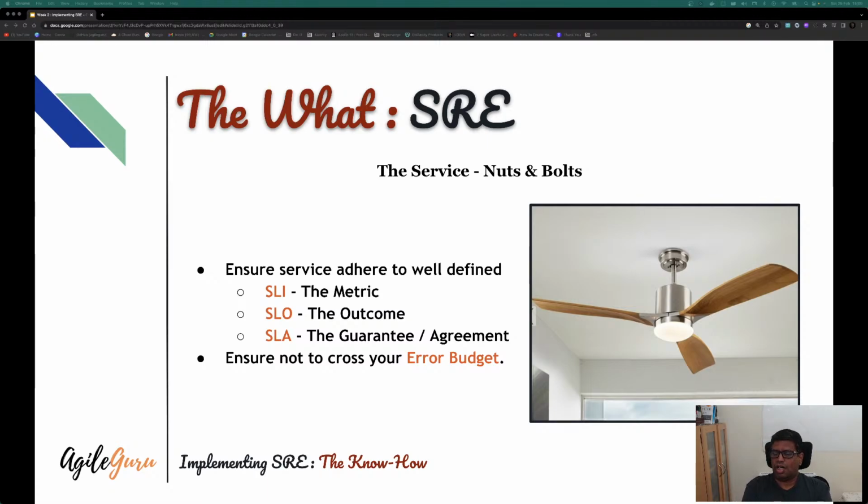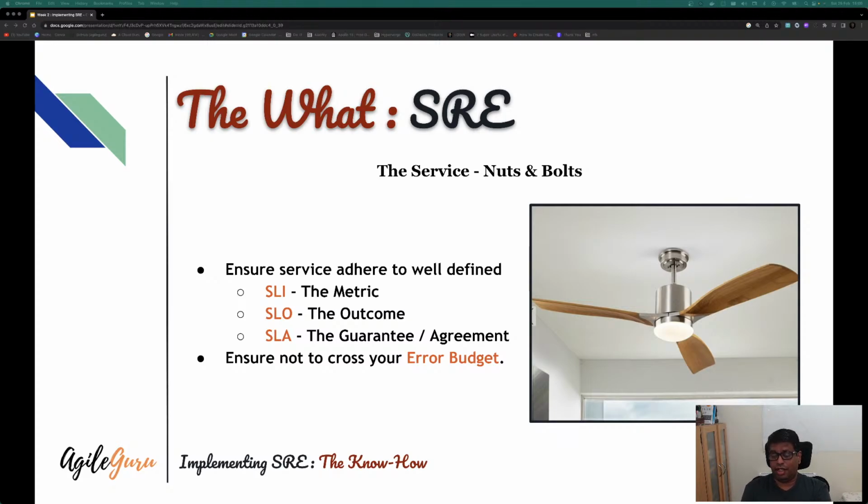Now, what is SLO? SLO is the outcome. There is no point in that fan rotating if we don't get the air, the cool air or the hot air, whatever it may be. So that is the outcome you are worried about or expecting. And SLA is the guarantee or the agreement which says, hey, I'm expecting this or else you're going to face a penalty, or you have told me that this fan will work.